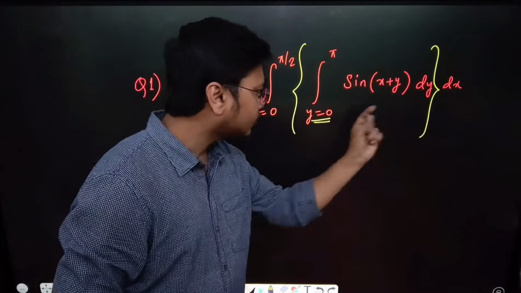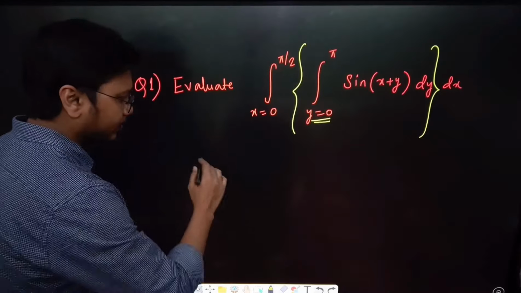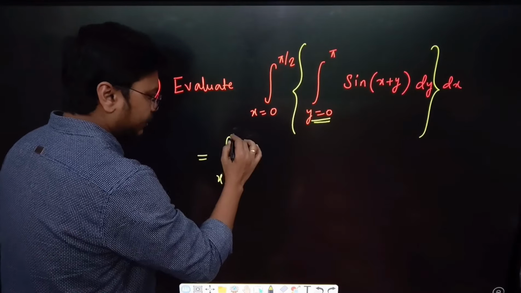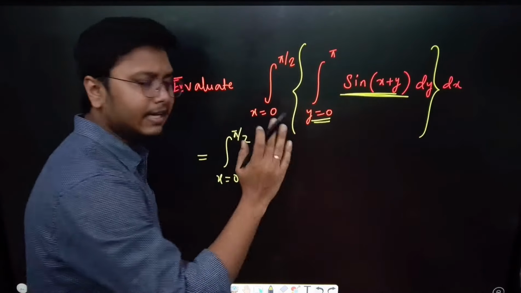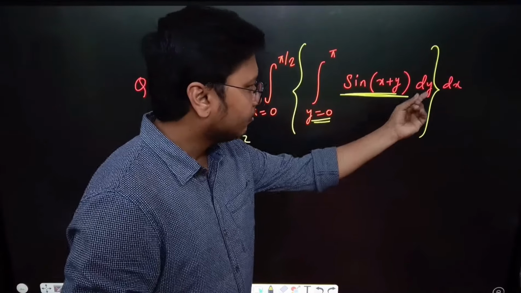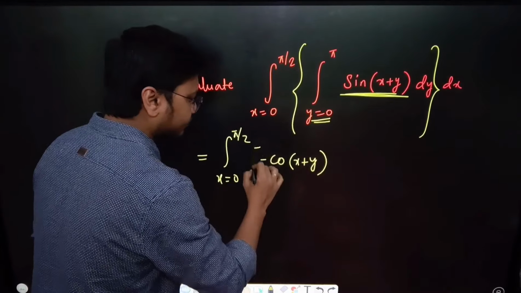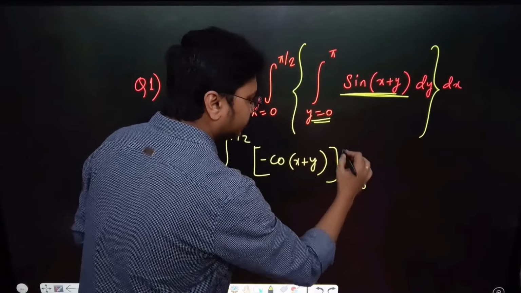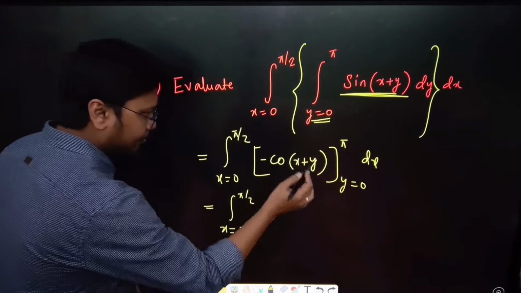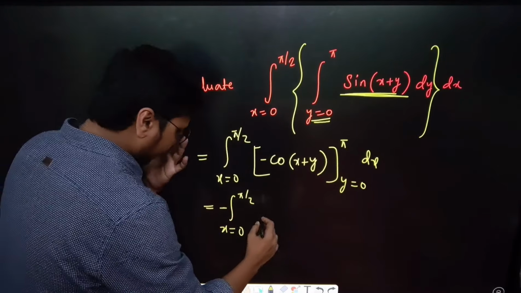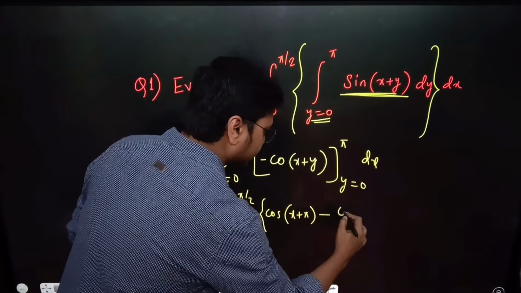So first of all, I'll be doing this integration where I will be treating x as completely a constant. So I'm keeping the integration x equal to 0 to pi by 2. And this integration, I'm going to treat as the integration of sine of x plus y simply with respect to y. So that would be minus cos of x plus y, and I will have the limit y equal to 0 to pi, dx. So if I just put the upper limits and the lower limits, I'll bring the minus sign outside. So I will have cos of x plus pi minus cos of x, dx.